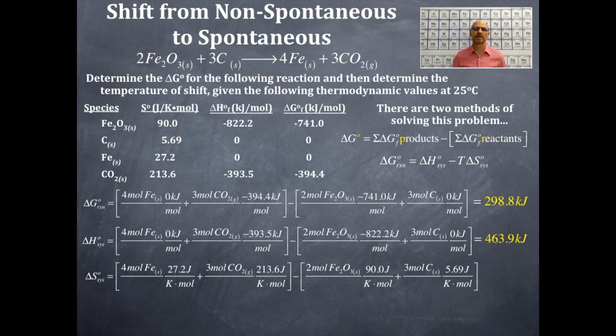The entropy term, the change in entropy, is the 4 moles of the iron times its value of 27.2 joules per Kelvin mole, plus the 3 moles of carbon dioxide at 213.6 joules per Kelvin per mole, minus the quantity of 2 moles of ferric oxide times its value of 90.0 joules per Kelvin mole, plus the 3 moles of carbon in its solid state times 5.69 joules per Kelvin mole, and that's its value. Okay, we're going to get a numeric value for this. That's 552.5 joules per Kelvin.